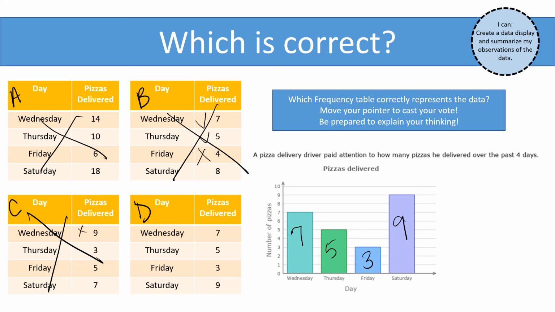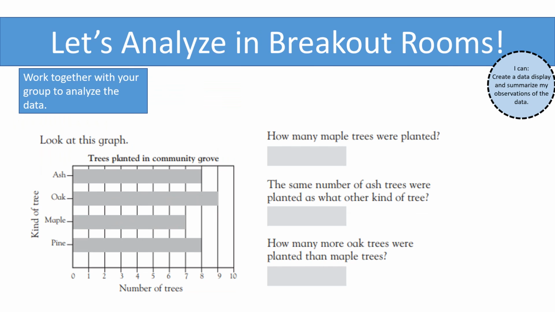So D, Wednesday shows 7, that is correct. Thursday shows 5 over here, that is correct. Friday shows 3, if you go over here to the chart, Friday shows 3, that is correct. Saturday shows 9, that is correct. So your answer is, oh, I just erased that, D. Your answer is D. Okay.